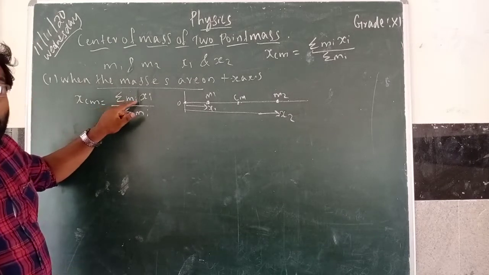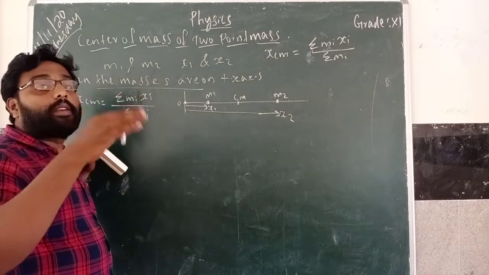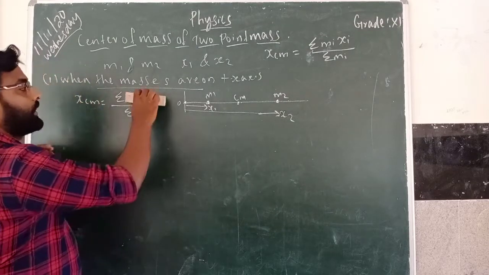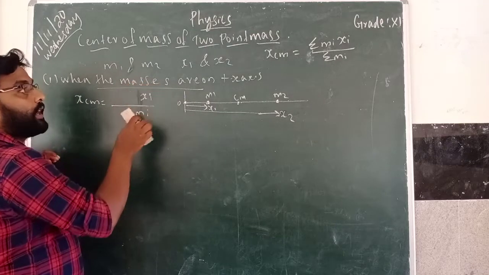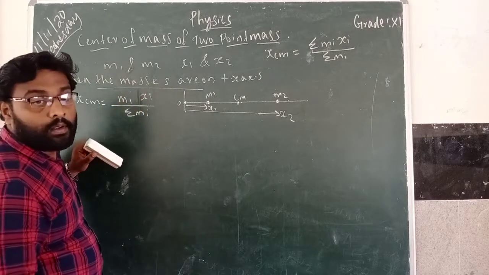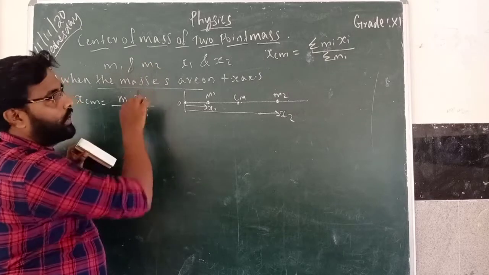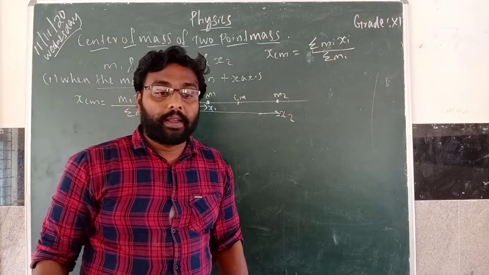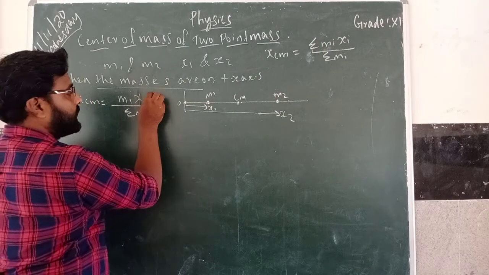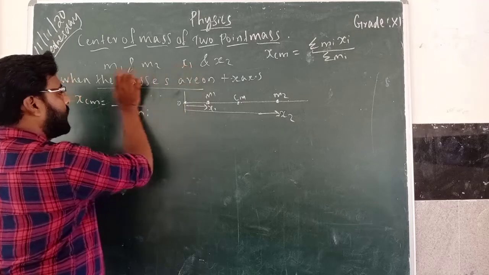From this formula, what is sigma mi? Sigma mi means the total mass. Anytime you can use all the masses. So here your mass is M1 at the position x1. Then summation is there, so plus M2 at the position x2. This is what we are finding.